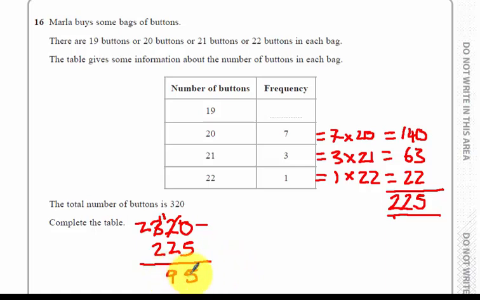So there's 95 buttons left, and they have to go into the bags where there are 19. So I've got 95 buttons that I want to share into piles of 19, and if you do 95 divided by 19 on your calculator, you will get 5. So there are 5 bags of buttons that have 19 buttons in.